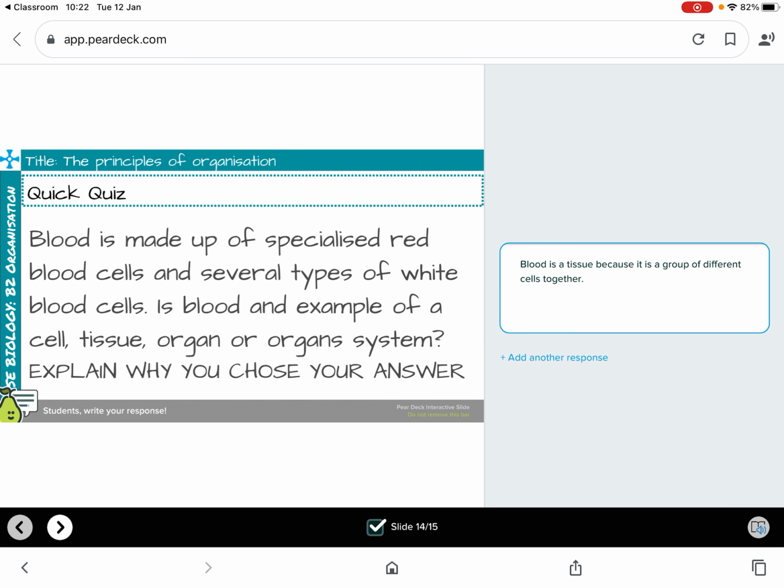And then there was a little test to see if you really understood. Blood is made of red blood cells and different types of white blood cells. So it's made of lots of different types of cells. Is blood an example of a cell, tissue, organ, or organ system? So the first part of your answer had to be one of those words: cell, tissue, organ, or organ system. And then it says explain why you chose your answer. So blood is a tissue because it's a group of different cells working together.